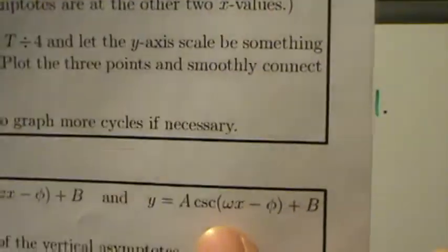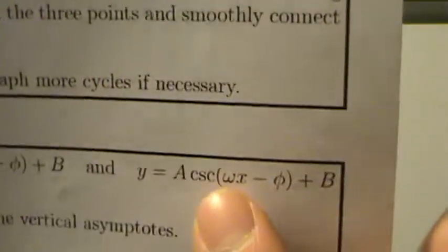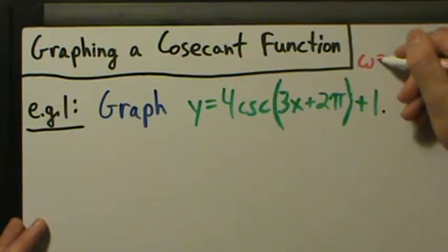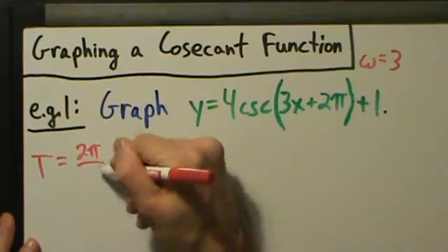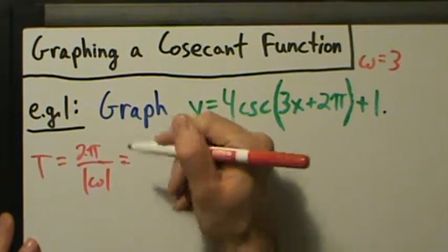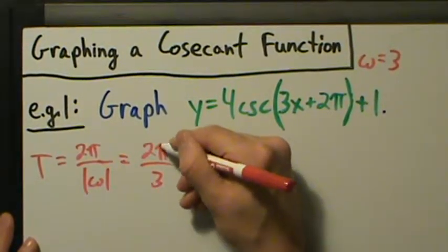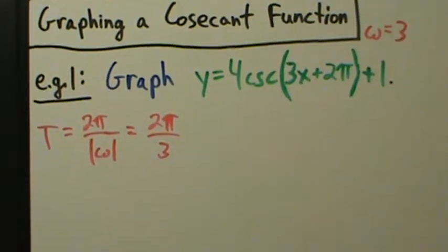So what is omega? It's the thing being multiplied by the x. Remember, the general form is a times the cosecant of omega x minus c, plus b. So omega is the thing being multiplied by the x, which in this specific case is just 3. For our specific problem, omega, not omega x, just omega, is 3. Then the period T equals 2 pi divided by the absolute value of omega. Omega is already positive, so the period is just 2 pi divided by 3. It's not a terrible number, but we could have a nicer period. Anyway, we'll worry about that later.